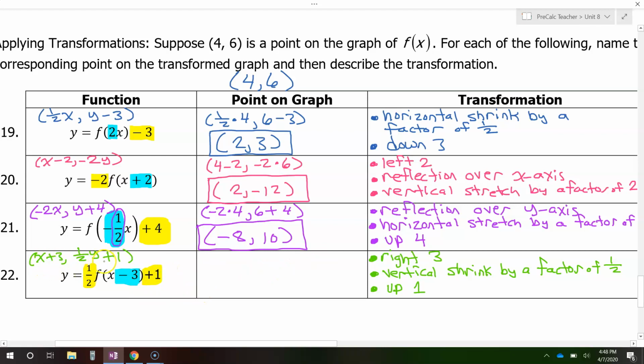So let's apply these transformations to the point 4 comma 6. So because it's 4, I'm going to wind up with 4 plus 3. And because y is 6, I'm going to have 1/2 times 6 plus 1. So the 4 plus 3 gives me 7. Half of 6 is 3. Plus 1 is 4. So after the transformation, the point will be 7 comma 4.